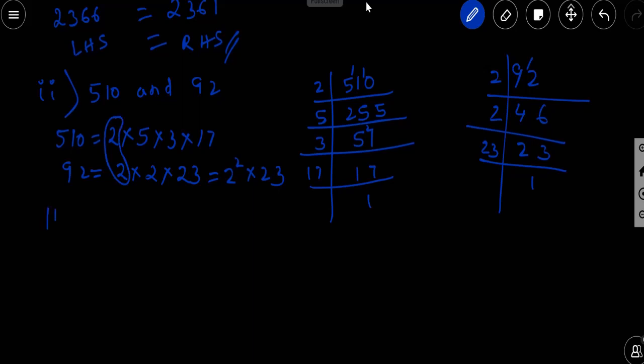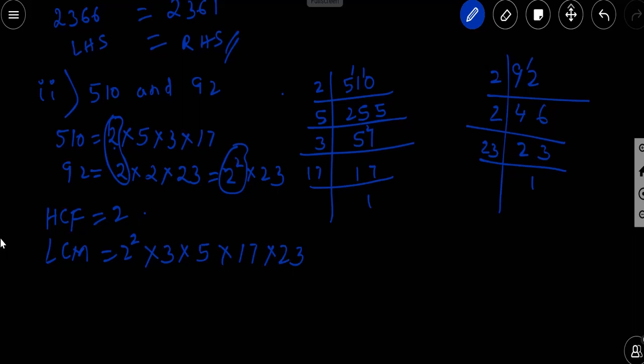So HCF is equal to 2. Okay. LCM is equal to, see, we have to take the power here. So which is the greater power? So this one and this one are common. Okay, so you have to take the greater power. So this becomes 2 to the power of 2, and the left out numbers, everything we have to write into 3 into 5 into 17 and into 23.